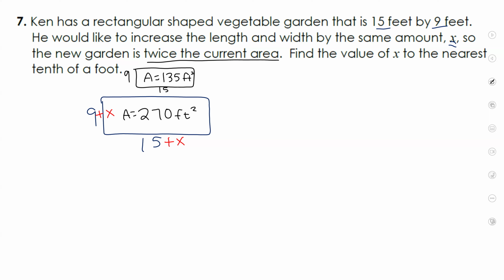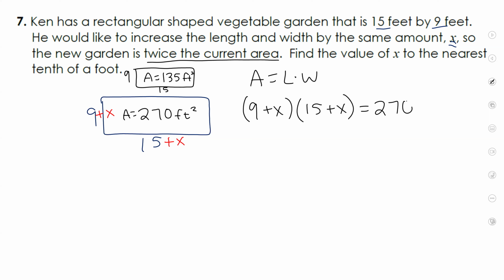So let's figure out what x was. To find the area, we do length times width, correct? So that means we're going to have 9 plus x times 15 plus x, and it should equal the new area, 270. So guys, solve for x. It's the same process that we've been doing. Look up and check when you're done.